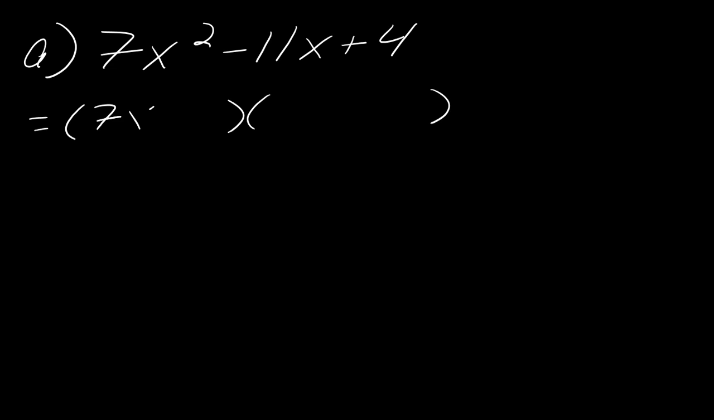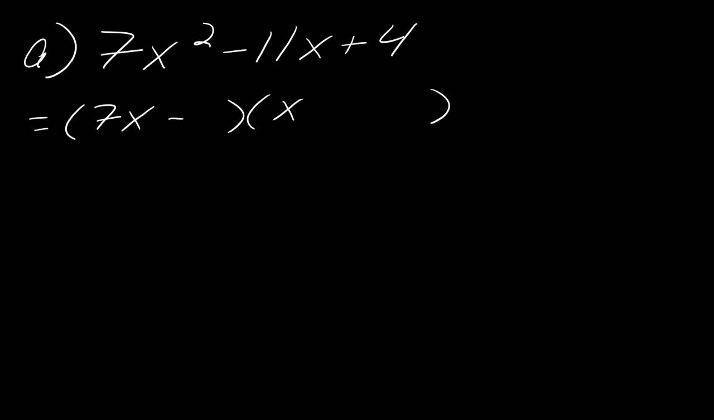So as I figure this out, the way I think about this, you know you're going to have 7x and x, that's for sure. Then for the 4, you could do this with either 1 and 4 or 2 and 2. And they're both going to have to be negative, right? Because this is positive and this is negative. So if I were to bounce the 4 off of this 7, that would give me a really big number, right? 28. So that would be incorrect.